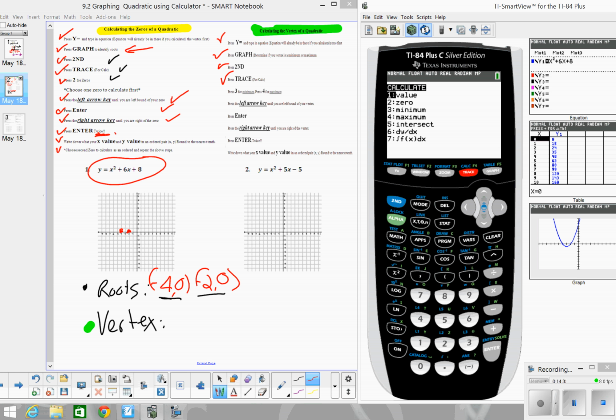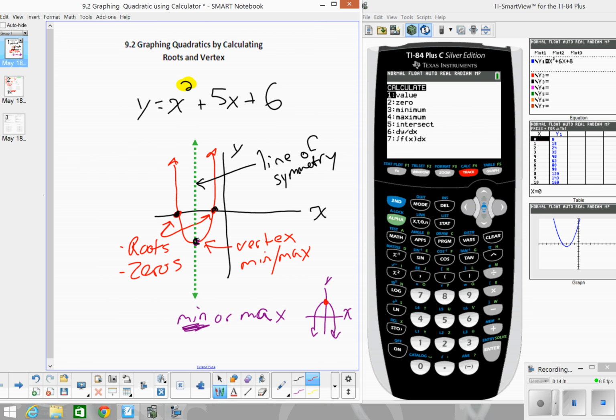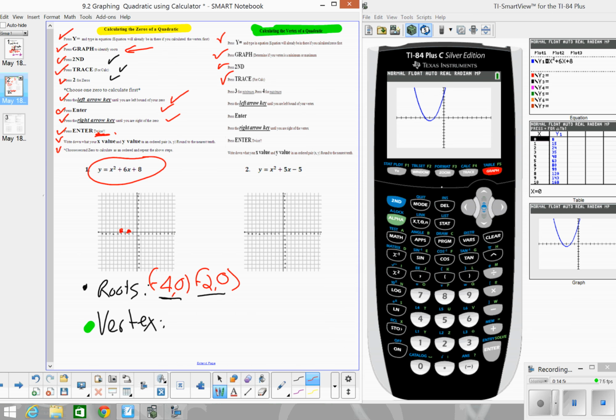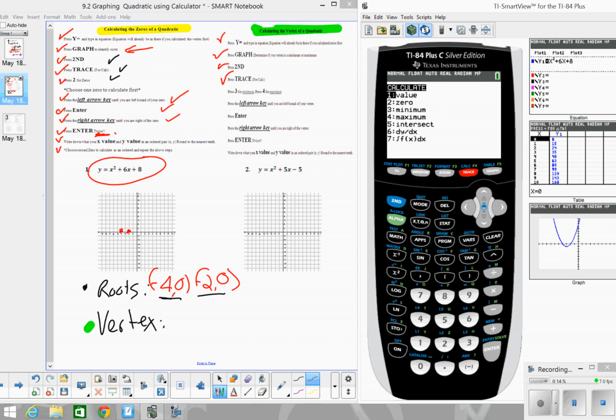Now, like I said before, I either am talking about a minimum or a maximum. Now, looking at our graph, if I go back to the graph, is this a minimum or a maximum point? It looks like a minimum, right? I can't go anything below that point of the vertex. Good. So if I go back to the menu, I'm going to choose number 3, which is a minimum. Okay, good.